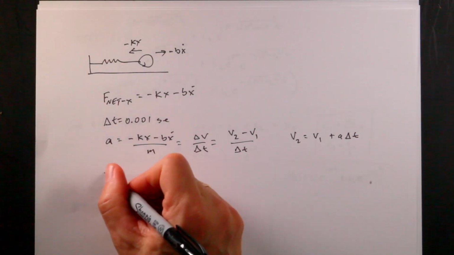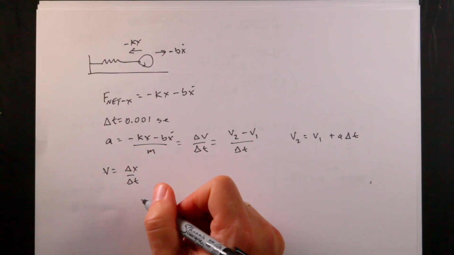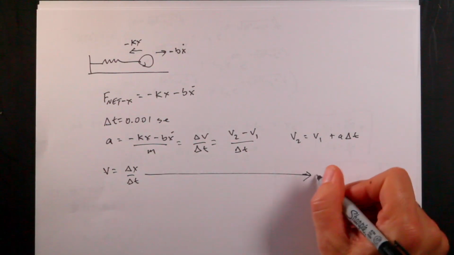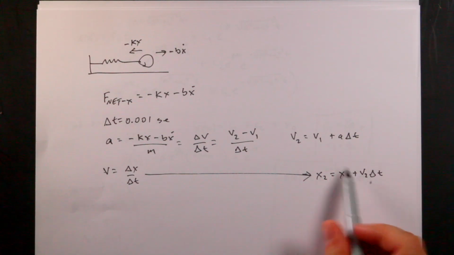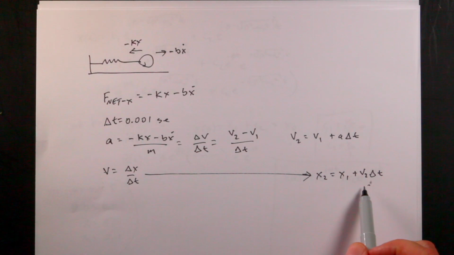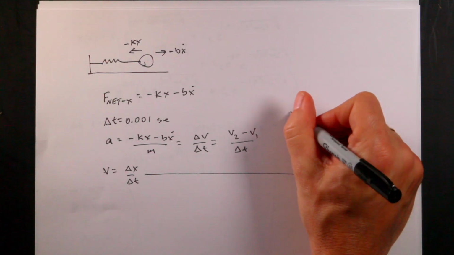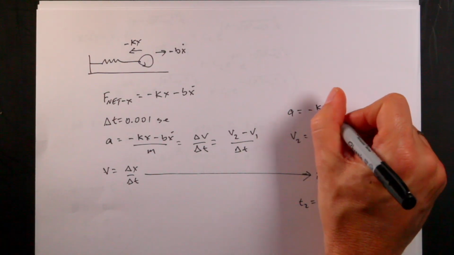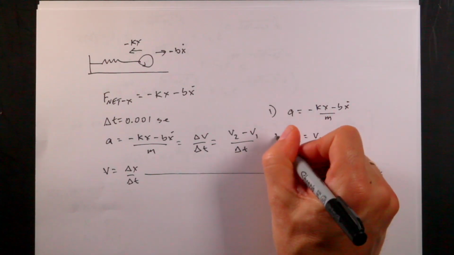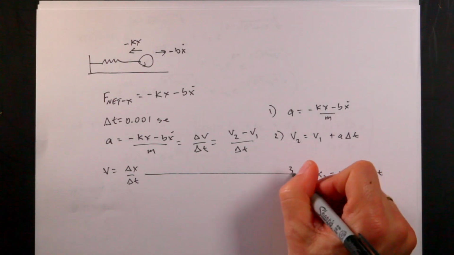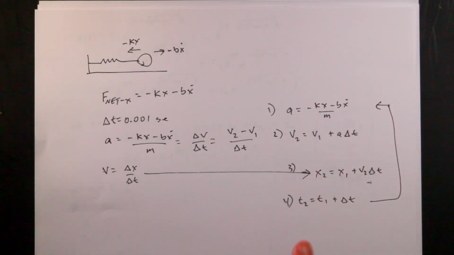Now I can do the same thing with velocity. I can say the velocity is equal to the change in x with respect to time. And if I assume this is constant during the time interval, which it's not, then I get x2 equals x1 plus v2 delta t. So in that case, I'm using the velocity I just calculated up here, so I'm putting v2. And then I can update time. t2 equals t1 plus delta t. And then up here, I'm going to write again, a equals negative kx minus b x dot over m. So I'm going to do 1, calculate the acceleration. 2, use that to update the velocity. 3, use that to update the position. 4, update time. Come back up here and do it all again. So that's my numerical model.